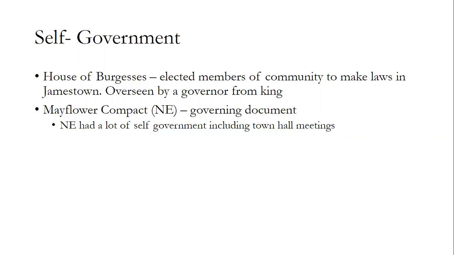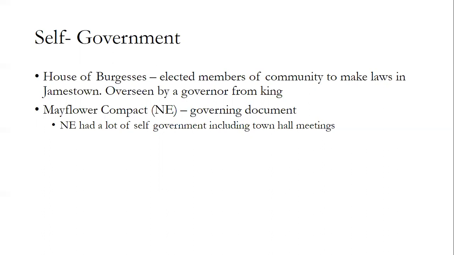The Mayflower Compact is the governing document of the Plymouth colony. And this established a whole system of self-government that included town hall meetings, and that means that New England had way more self-government than the Chesapeake. In the Chesapeake, really all they had was the House of Burgesses. New England is going to pretty much be all self-governing colonies.